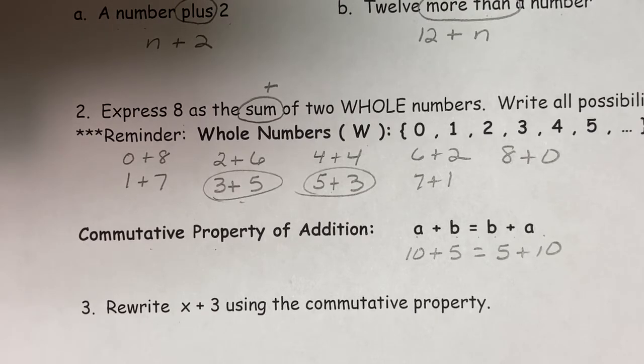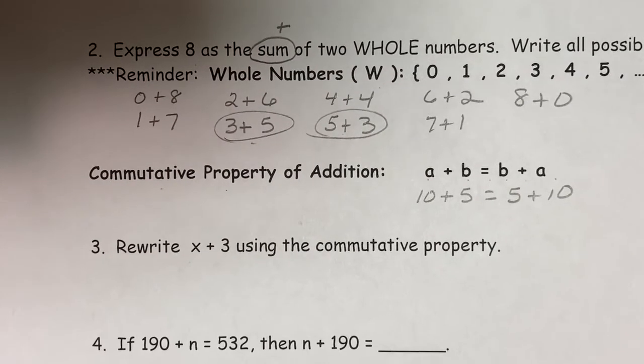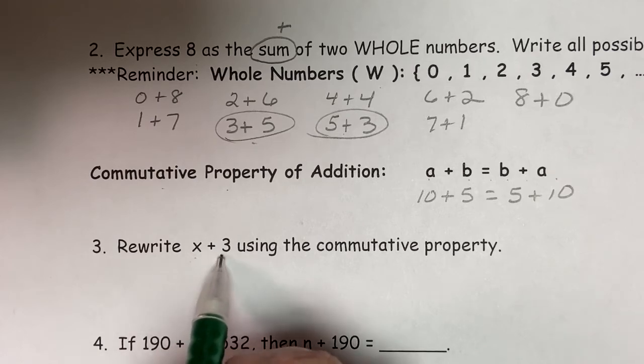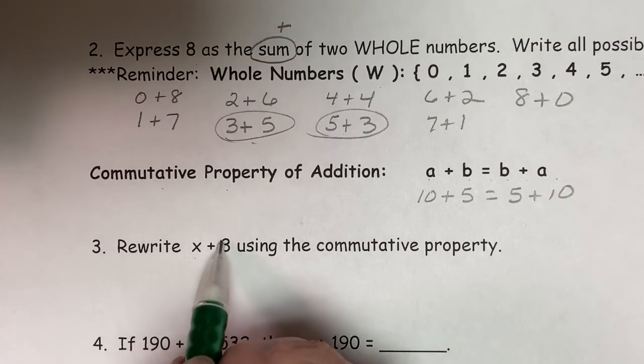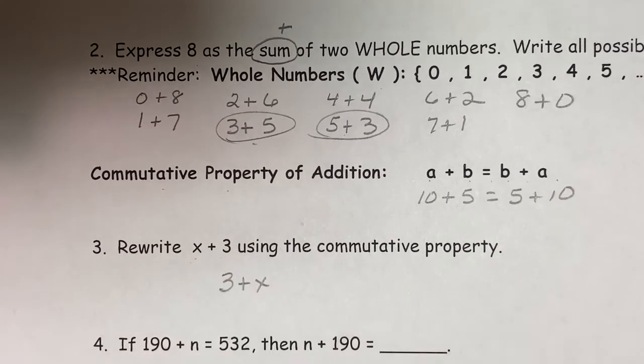So now let's use that commutative property, and that's not going to be the only property we're going to have. It's just the first one. This one says rewrite this expression x plus 3 using the commutative property. So all it's telling you to do is change the order. So in other words, the answer to this one would be 3 plus x. We rewrote it, but we just flipped them. We used the commutative property. So that's example 3.